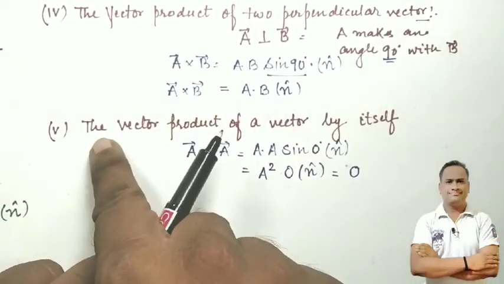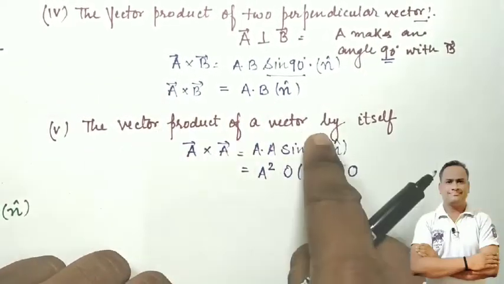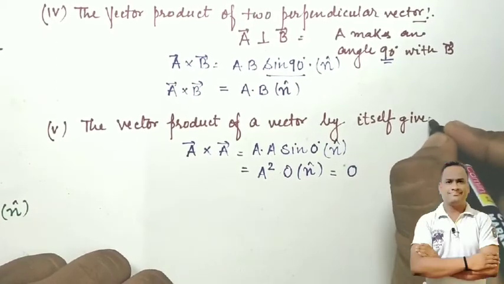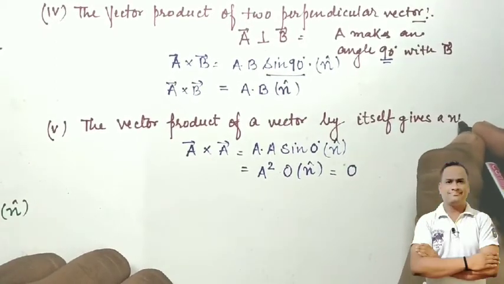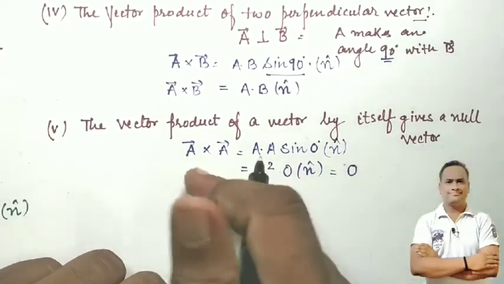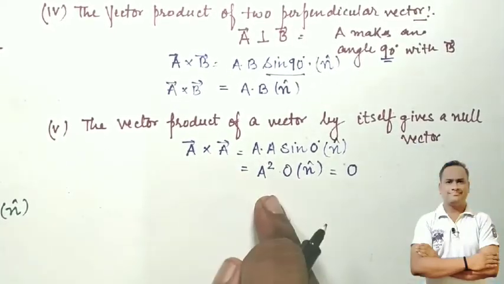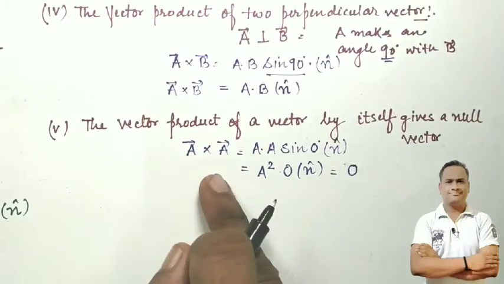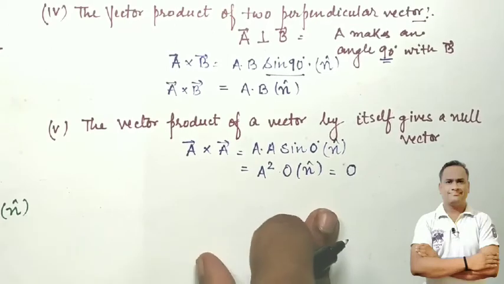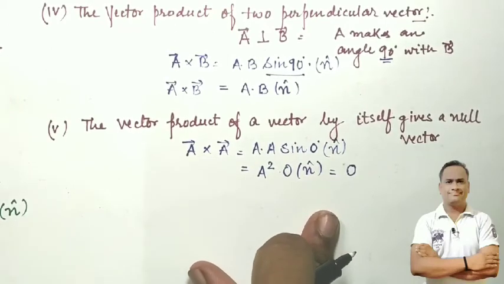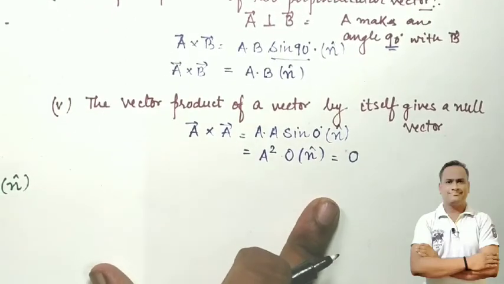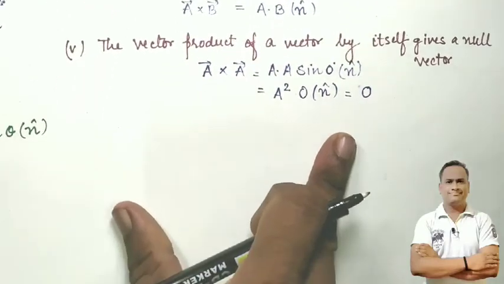It means that the vector product of a vector by itself gives a null vector. It means that whenever A cross A, B cross B, C cross C, or I cross I, J cross J, K cross K, it will give rise to a null vector.